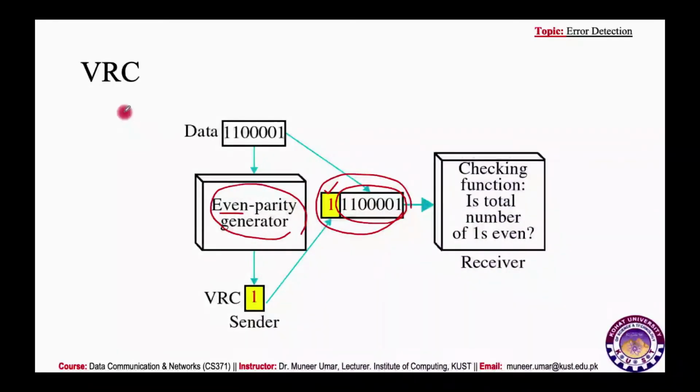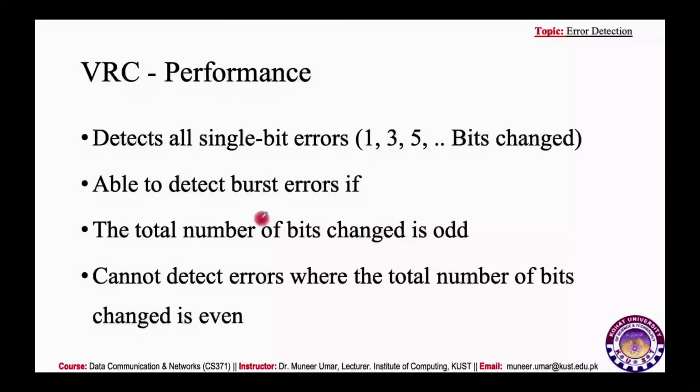So this VRC can detect only one bit error. The VRC is designed to detect all single bit errors. However, it can detect 1 bit error, 3 bit error, 5 bit error, or we can say that an odd number of bits that are changed can be detected by VRC. It cannot detect errors where the total number of bits changed is even.